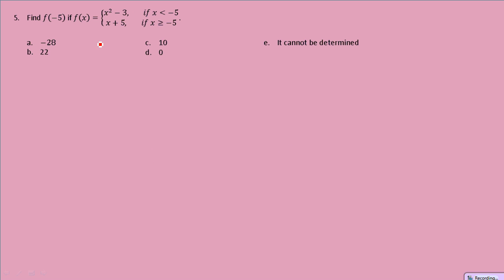Okay, question number 5. Find f of -5 if this is our function. So we want to know what the value is right at -5. So this little equal sign that's down here, that's important. That's telling us that this would be the part to use because that's bigger than or equal to -5, and here it's exactly -5. So this is where we're going to plug that -5 in. So we have -5 plus 5, and that equals 0, so your answer should be D.